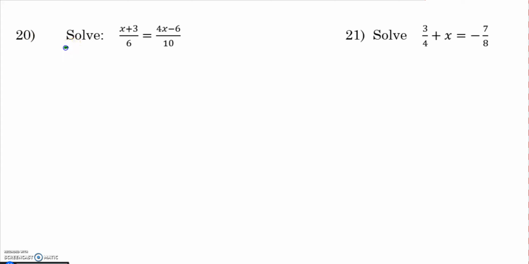Number 20 just says solve, but I noticed that a fraction equals a fraction. And no matter how crazy the fractions are, when that's true, the diagonals are equal. So this is a situation where, if a fraction equals a fraction, we cross multiply. And I know that this topic will never go away. It comes up in geometry quite a bundle.